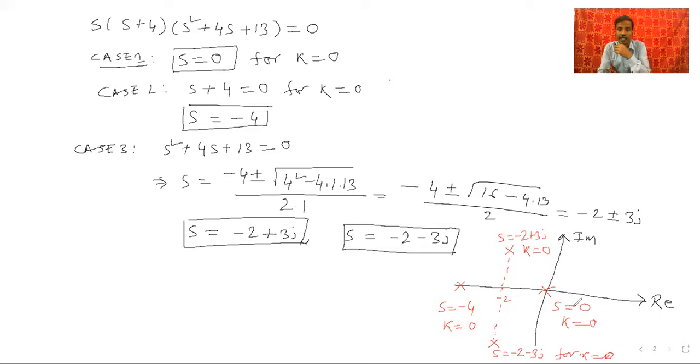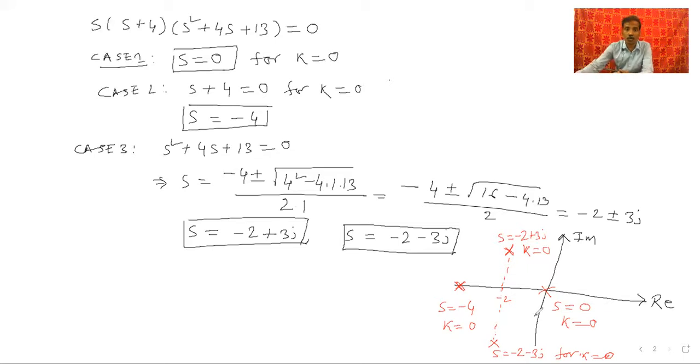All the poles are on the left hand side: s equals to 0, K equals to 0; s equals to minus 4, K equals to 0; s equals to minus 2 plus 3j, K equals to 0; s equals to minus 2 minus 3j, for K equals to 0. So this is the pole location and all the poles are on the left hand side of the s plane, so the open loop system is stable. So this is the starting point. The root locus starts at K equals to 0 from the open loop poles. So what is the starting point? K equals to 0 means s equals to 0 at origin. This is one starting point. Another starting point, s equals to minus 4 for K equals to 0, s equals to minus 2 plus 3j for K equals to 0, and s equals to minus 2 minus 3j for K equals to 0. So these are all starting points.